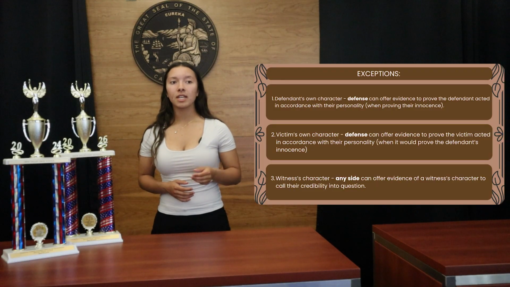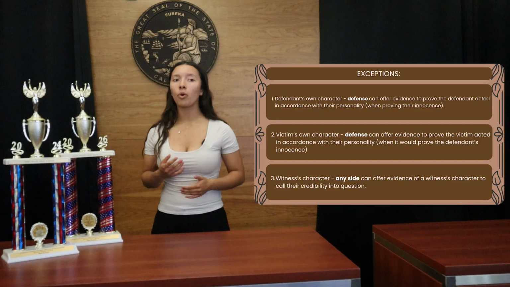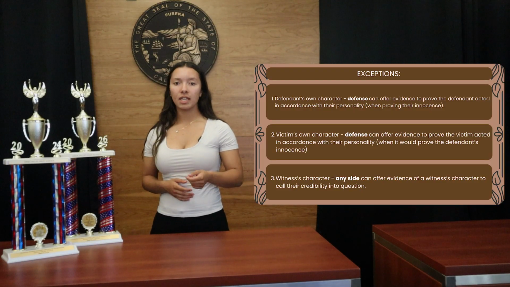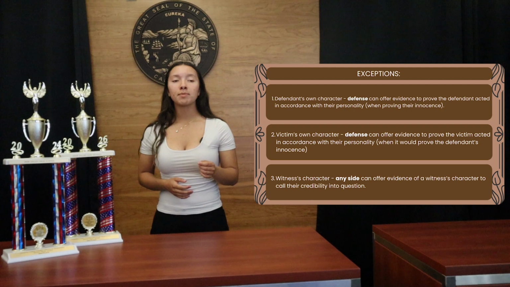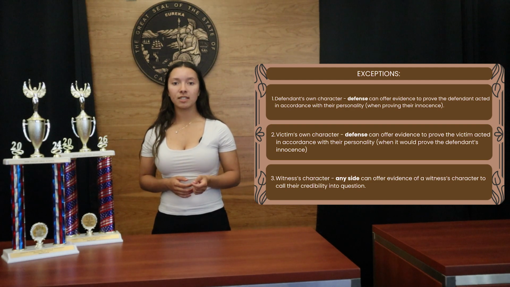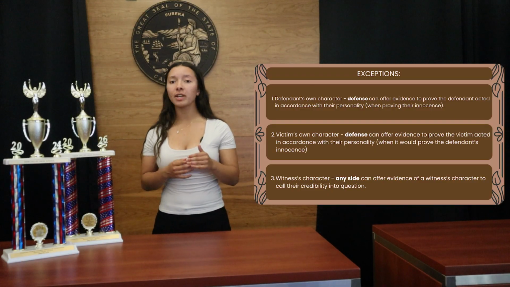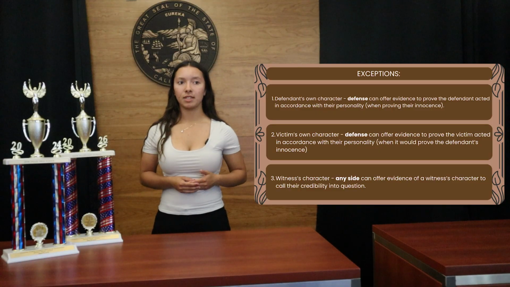The third exception is witness's character, which can be offered by either the prosecution or the defense to prove the dishonesty of an opposing witness. This may be offered in the form of opinion, evidence of reputation, or specific instances of conduct. For example, witnesses can testify about the unreliability of other witnesses.